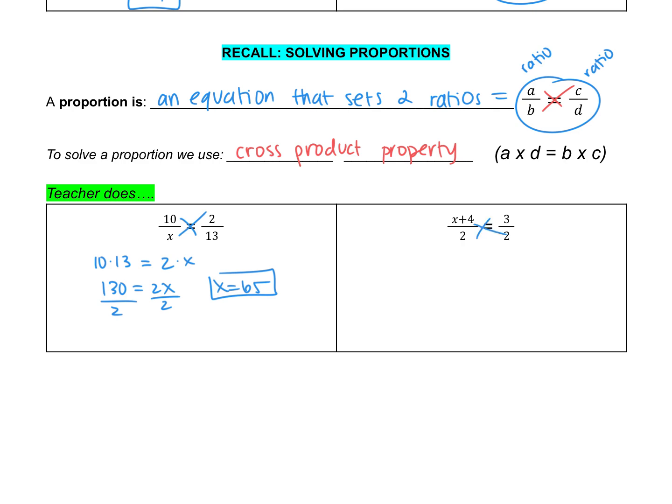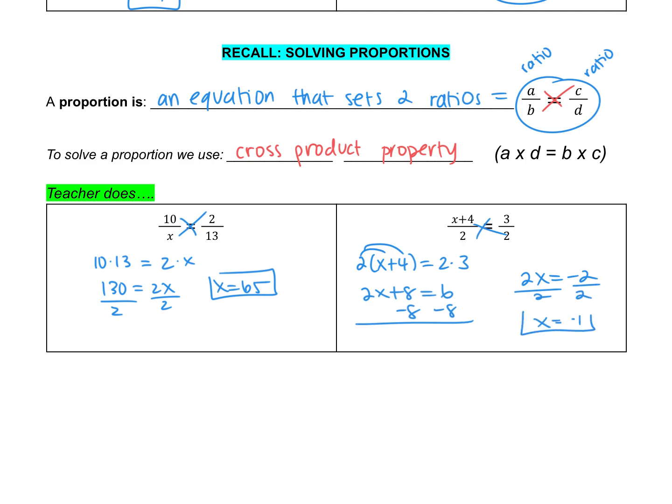Other one. We're going to have 2 multiplied by x plus 4 is equal to 2 times 3. Be careful with your work here. A lot of times, students forget to distribute that 2 to both terms. So we got to make sure we distribute to both terms. So we have 2x add 8 is equal to 6. So if we subtract 8, we get 2x equals negative 2. And our x is equal to negative 1.